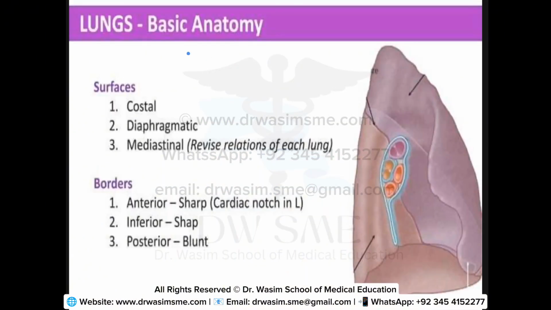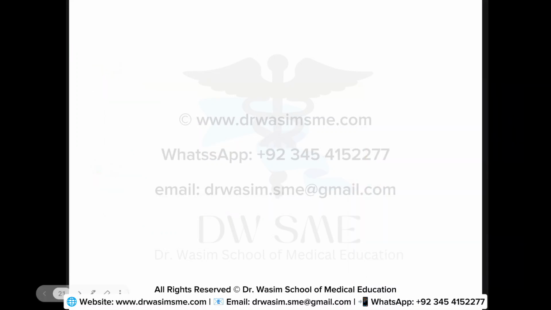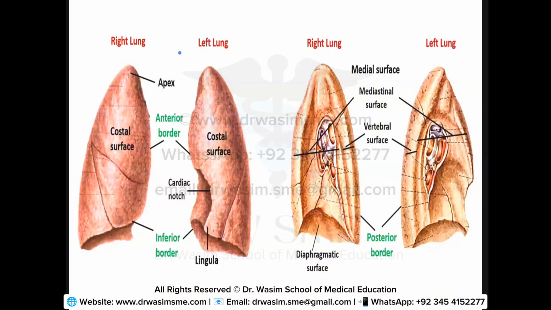So next up we have the basic anatomy of the lung. We have the surfaces and the borders. Regarding the right and left lung, the area which is in close relationship with the rib cage makes the costal surface. Then the area which is in relationship with the diaphragm is the diaphragmatic surface. And lastly, the medial area, which is siding the mediastinum, is known as the mediastinal surface.